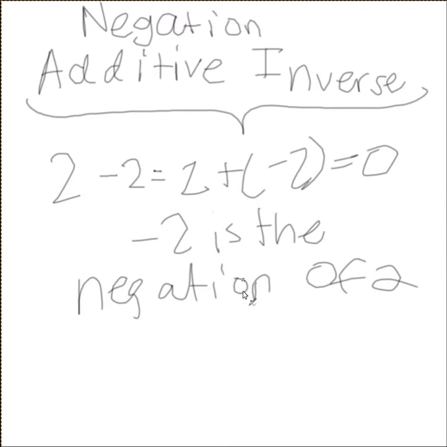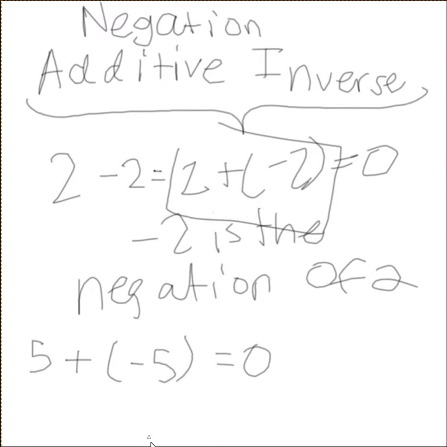So now that we know what negation is, let's try to figure out what the negation of, say, 5 is. What can we add to 5 to get 0? Well, using the same logic as we used here, 5 plus -5 is 0. So -5 is the negation of 5. Now what's the negation of -3? What can we add to -3 to get 0?